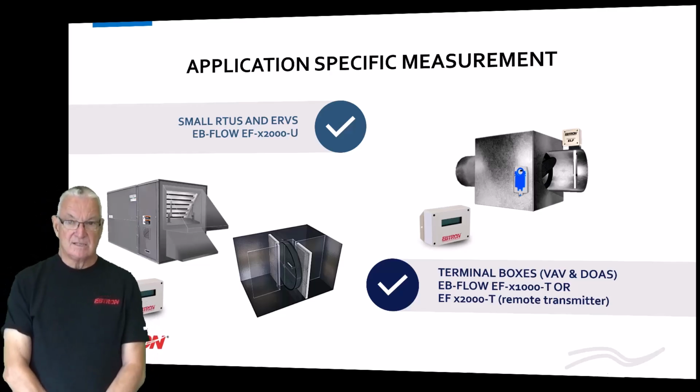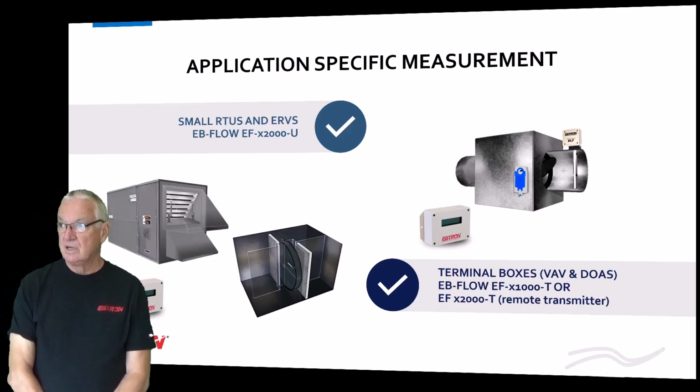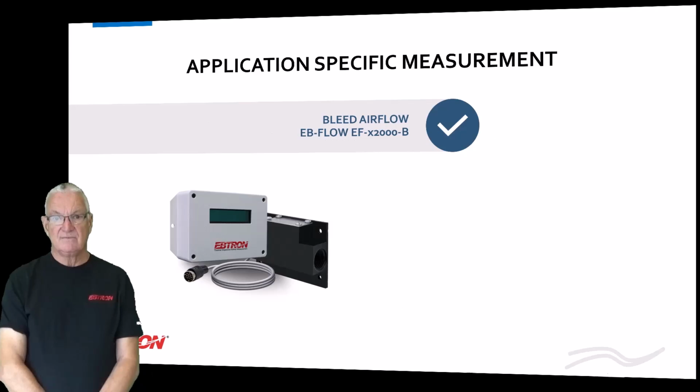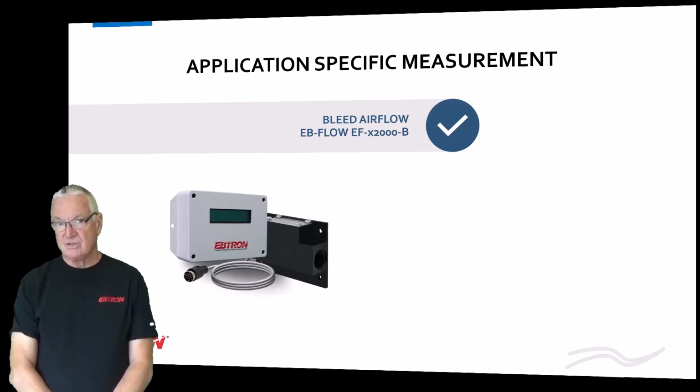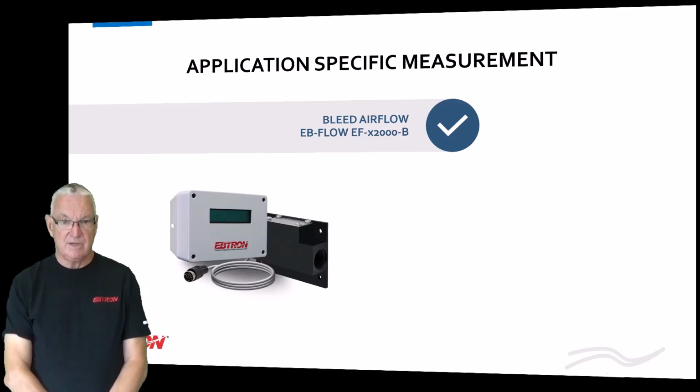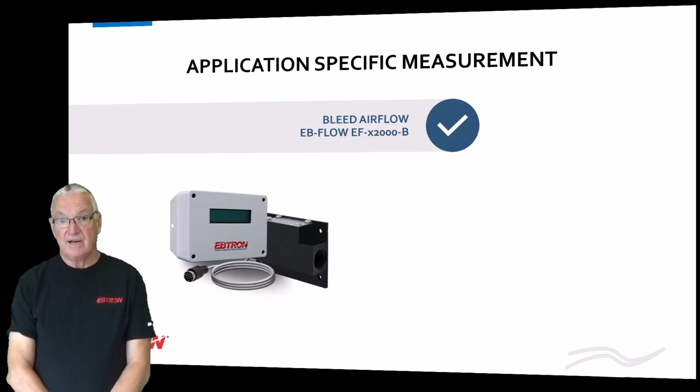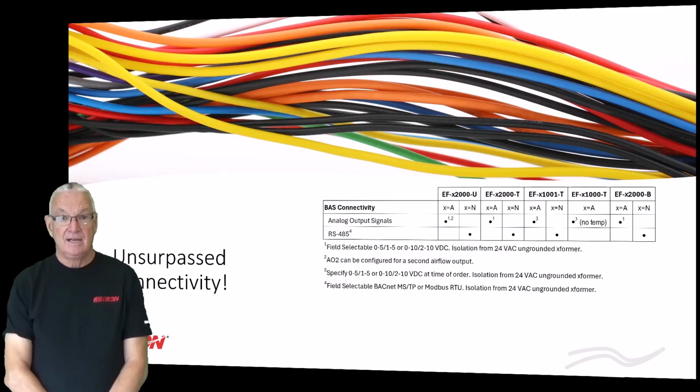We make a terminal box type unit that's great for VAV boxes, but it's also good for small flow tracking applications, labs, clean rooms, healthcare. It's great for dedicated outdoor air ventilation zone measurement. Okay, so you've got lots of products there. We make something called the bleed airflow sensor. It's a bi-directional, half-inch airflow meter. To be honest with you, I can spend hours talking to you about how to use it, so I'm not going to do it today. Again, connectivity-wise, I think we have you covered.